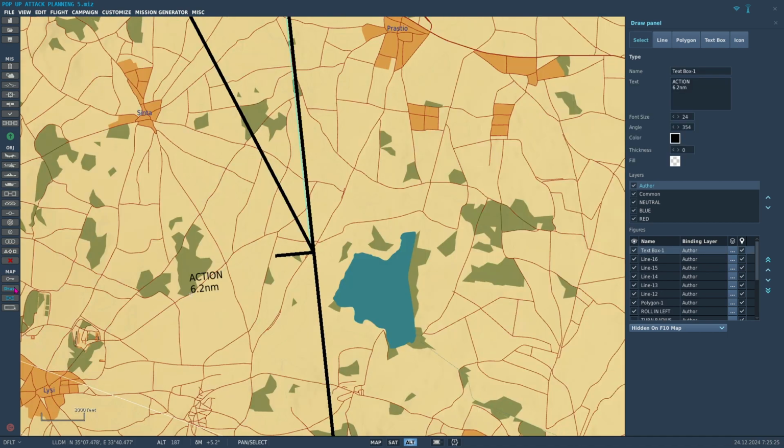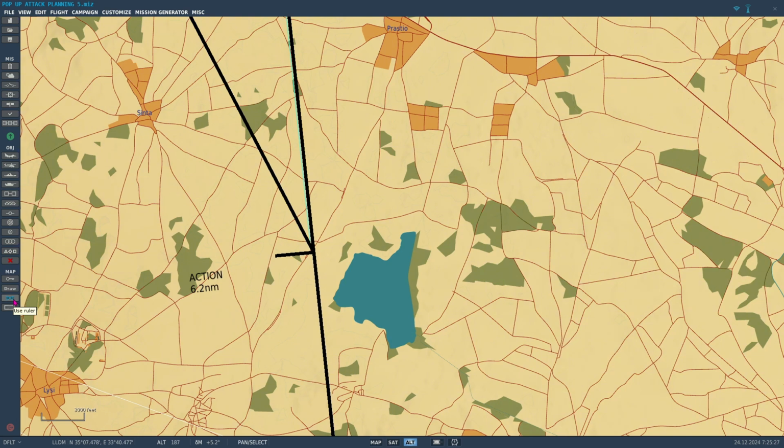Here is the action distance. Now I need to put how many degrees left I'm going to deviate in the action point. So I'm using the ruler to find out the angle of direction. I subtract it from the ingress direction, and that will give me 23 degrees that I'm going to add in the info on the action point.